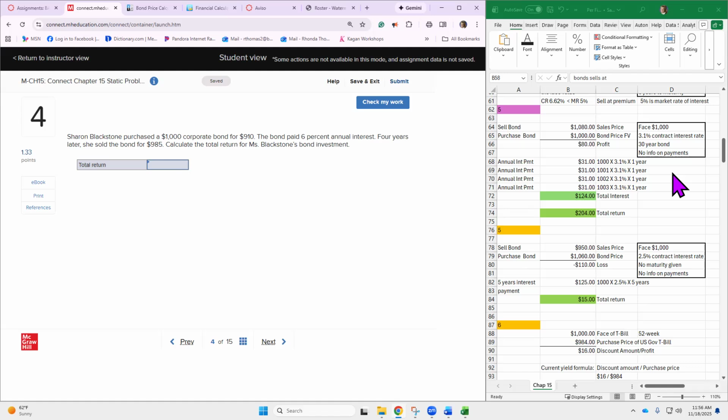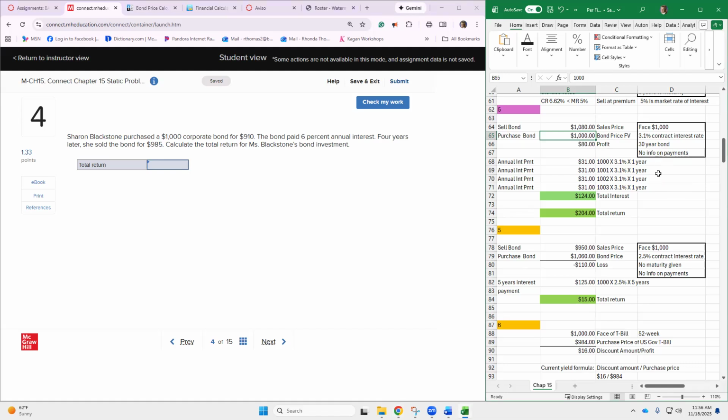Four years later, she sold the bond for how much? $985. So a little more than she bought it for. Calculate the total return. Okay, let's put this down now. So just like anything else you would calculate, you're going to put the sales price down.